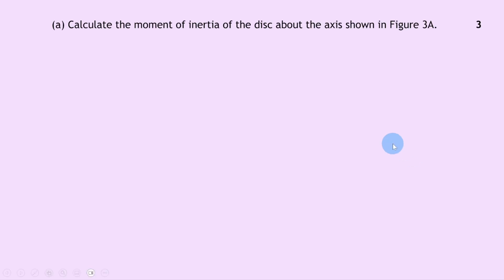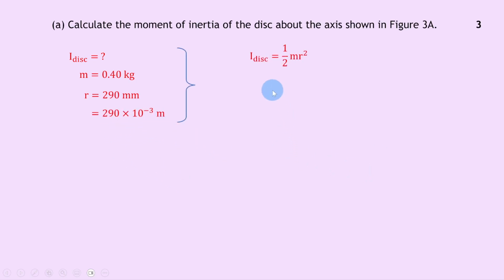So writing down what we know from the question, we're trying to find the moment of inertia of the disc. We know the mass of the disc is 0.40kg and the radius is 290mm, which we need to change into meters. So that gives us 290 times 10 to the minus 3 meters. And writing down our equation, we have I disc equals a half mr squared. Substituting in the numbers gives a half times 0.40 times 290 times 10 to the minus 3 squared. And putting that into your calculator should give you an answer of 0.017 kilogram meters squared.